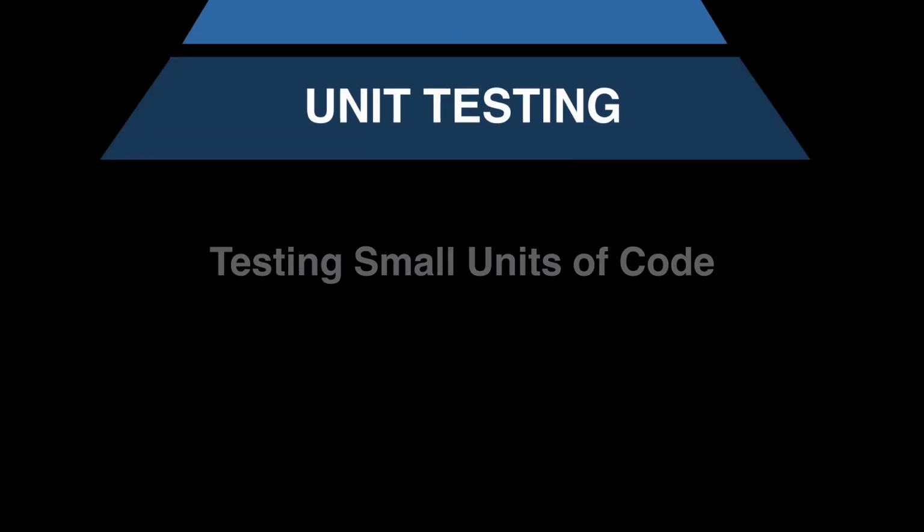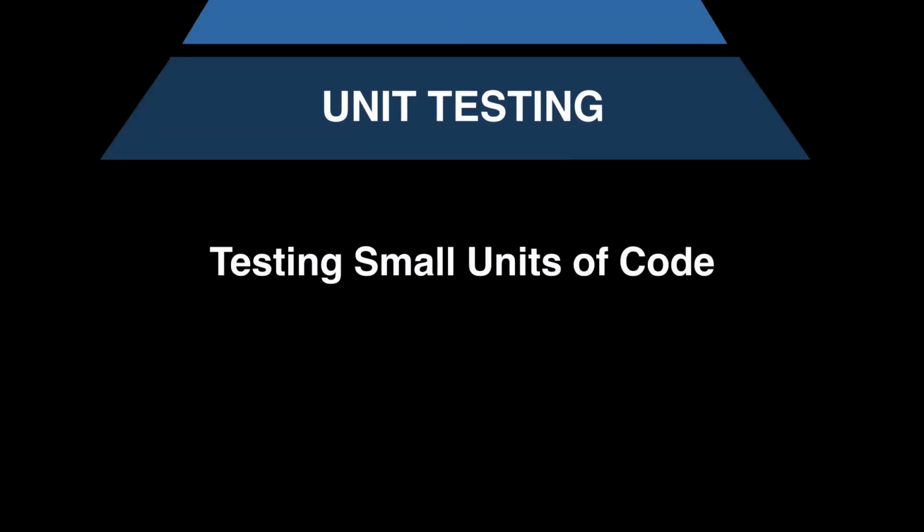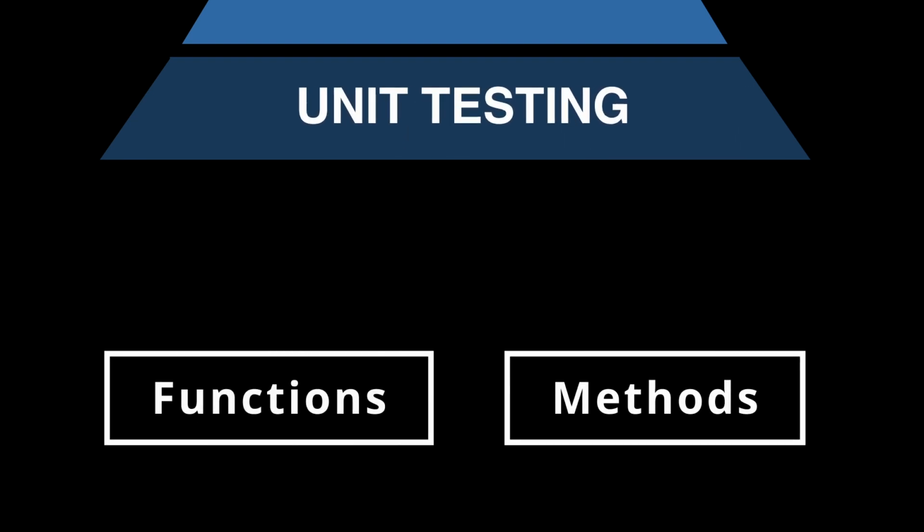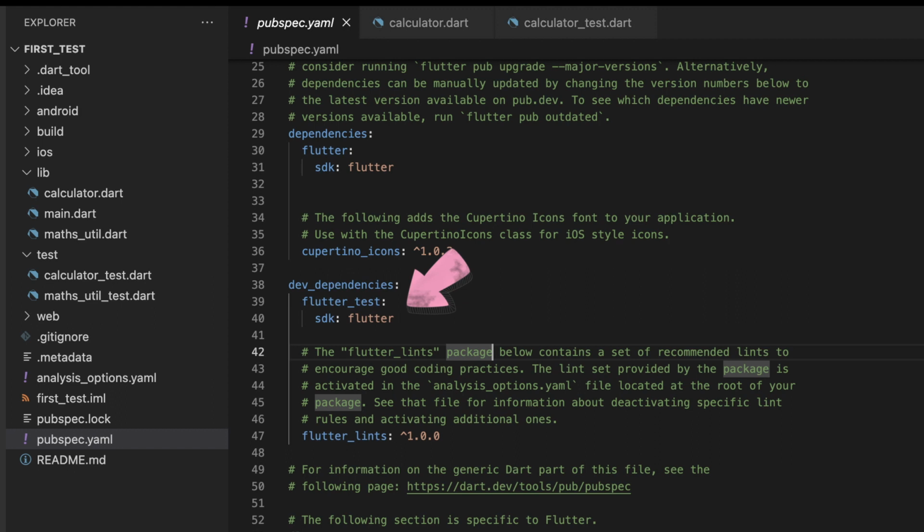So first one is unit testing. Unit testing involves testing individual units of code such as functions and methods. In Flutter, we can use the flutter_test package to write unit tests. Let's look into an example to understand unit tests.